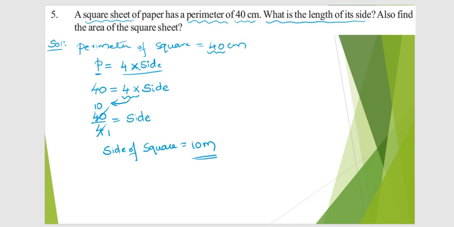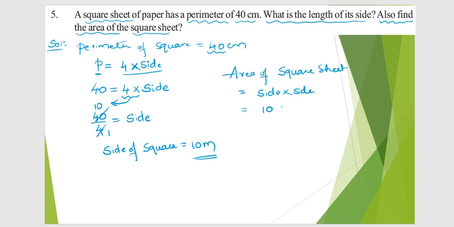Now what is he asking? One more question is given. Also find the area of the square sheet. So next, one more thing that we need to find is the area of the square sheet. Area of square sheet is nothing but finding out the area of a square only, no. So what is the area of square formula? Area of square is nothing but side into side.